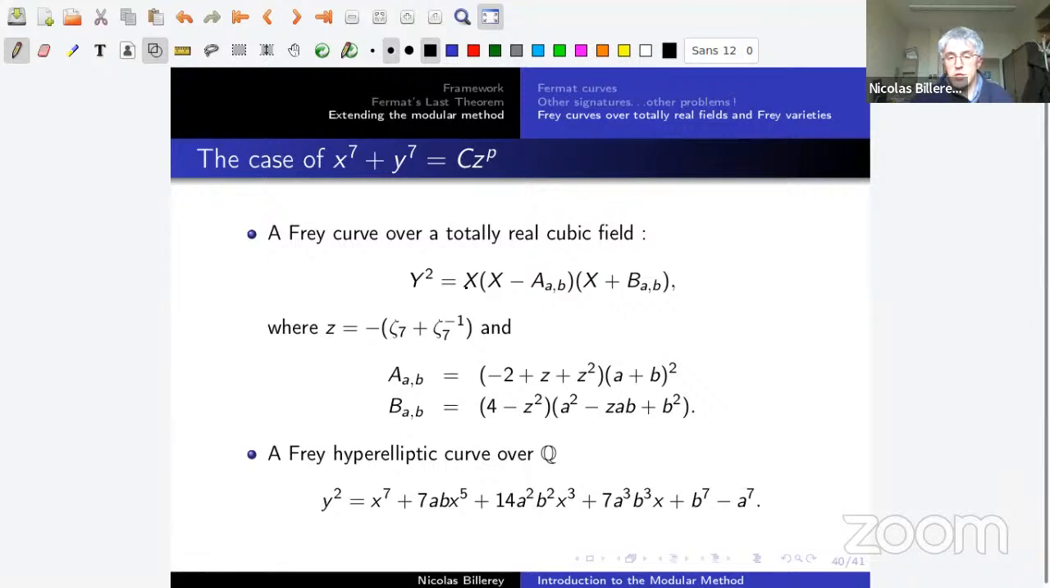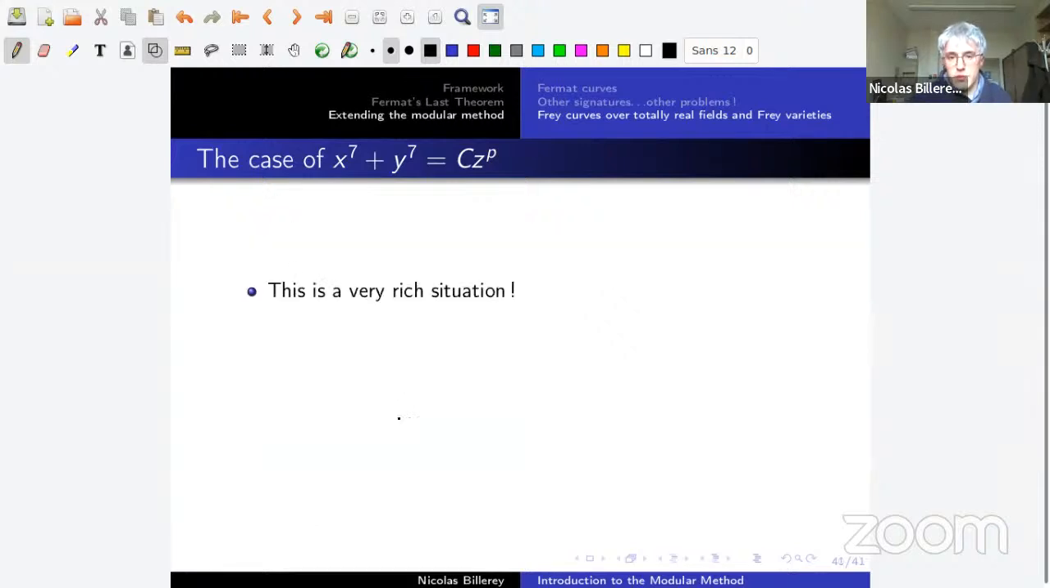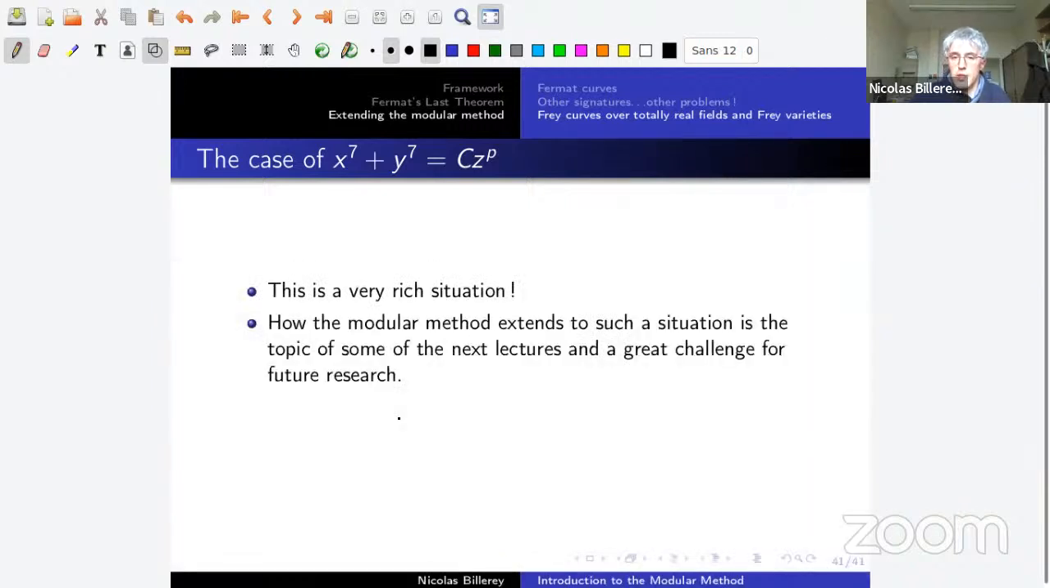Because of the work of Freitas, we know that there is also a Frey curve, but over a totally real cubic field, which turns out to be the maximal totally real subfield of Q(zeta_7), the seventh cyclotomic field. And there is also a hyperelliptic curve defined over Q, whose equation is given here. It has been constructed by Kraus in the 90s. And so combining all this information coming from elliptic curves and hyperelliptic curves, you can hope to show some result about this equation. And that's a very rich situation, and the results you can get will be discussed in some of the next lectures. So I will let Nuno Freitas and Imin Chen probably talk about that.